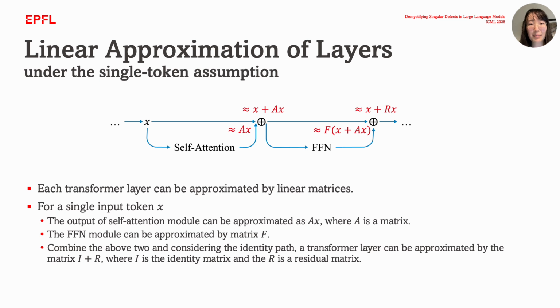Our analysis is based on the mathematical tool of linear approximation, which is introduced in our previous work, Cinder, published at ECCV 2024. Basically, each transformer layer can be approximated by linear matrices under the single token assumption. For example, the self-attention module is approximated by matrix A, and the FFN module is approximated by matrix F. Combined together, a transformer layer can be approximated as I plus R, where I is the identity matrix and R is the residual matrix.